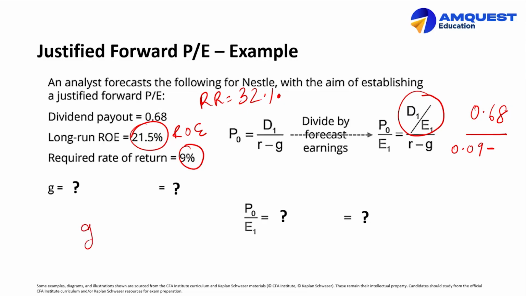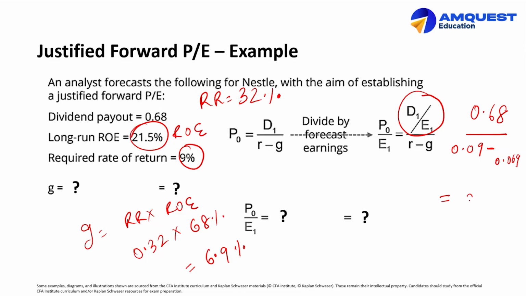तो G is equal to retention rate multiplied by return on equity. ठीक है, तो 0.32 multiplied by 68%. तो ये लगभग आता है 6.9%. तो 0.09 minus 0.069. Get the answer as 32 point. ठीक है, you have to remember this formula and you have to check the question.